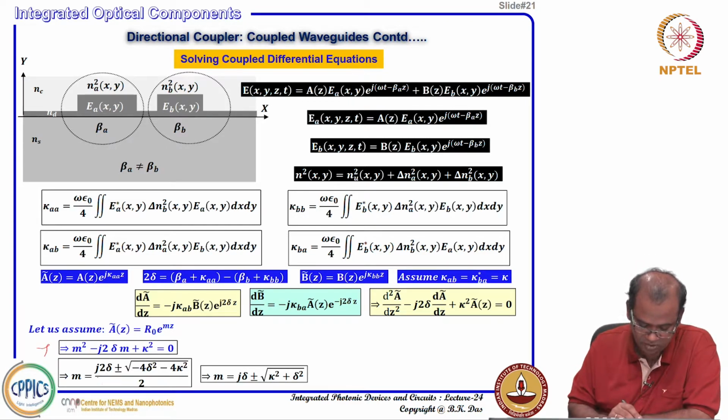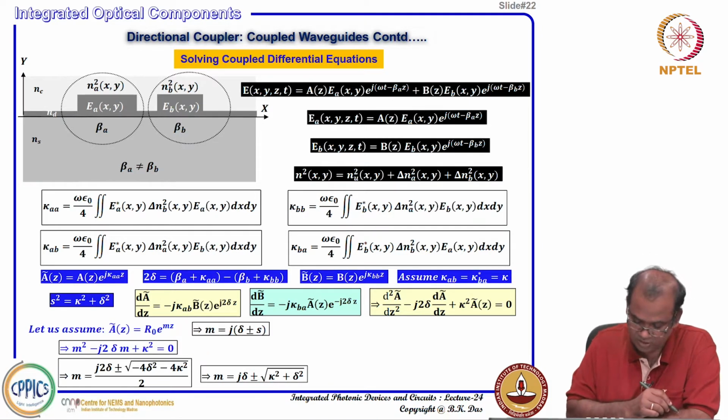So, if you solve for m, you get m equal to minus b plus minus root over b square minus 4ac by 2, the standard way, and you find the m value is of course complex. Here j will be common to both. Because here there is a minus sign, this will be j also; it is just a typo. So, we will be considering delta plus minus s, where the square root of kappa square and delta square, whatever you are getting, you are assuming that is equal to s square.